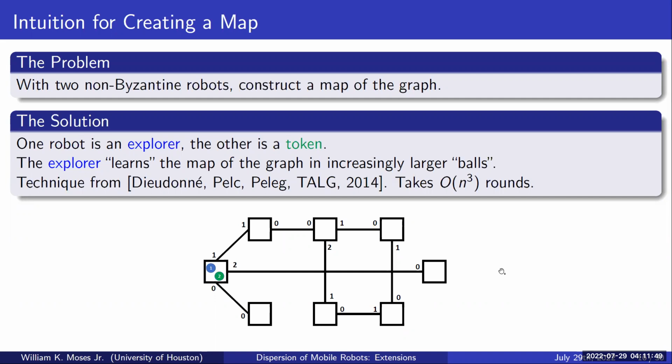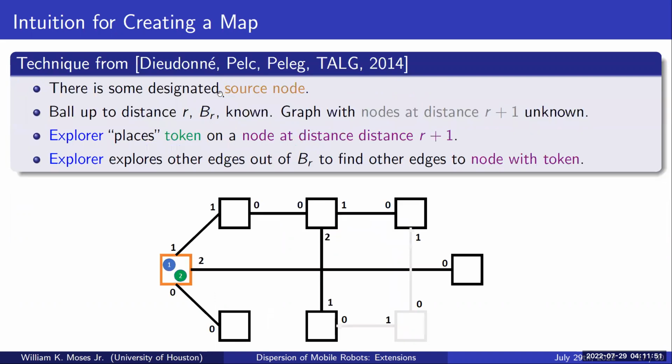Now, let's actually look at the technique itself. So again, there are two robots. These are non-Byzantine, that is, they're good guys. And let's pretend that they've learned the graph up to some distance r. So as you can see here, almost the entire graph has been discovered. There is only one node actually that's remaining, but the robots don't know that. All they know is the graph up to distance 1, 2, 3 has been learned. They have yet to learn the graph up to distance 4 from the source node.